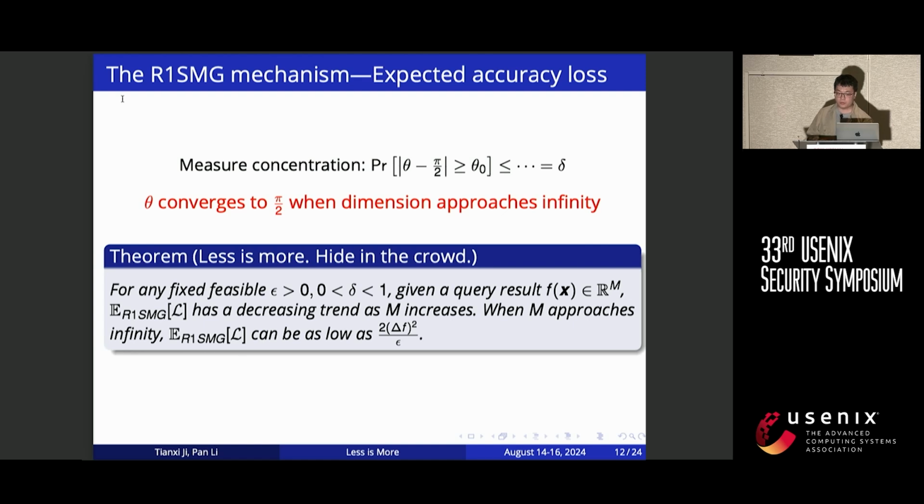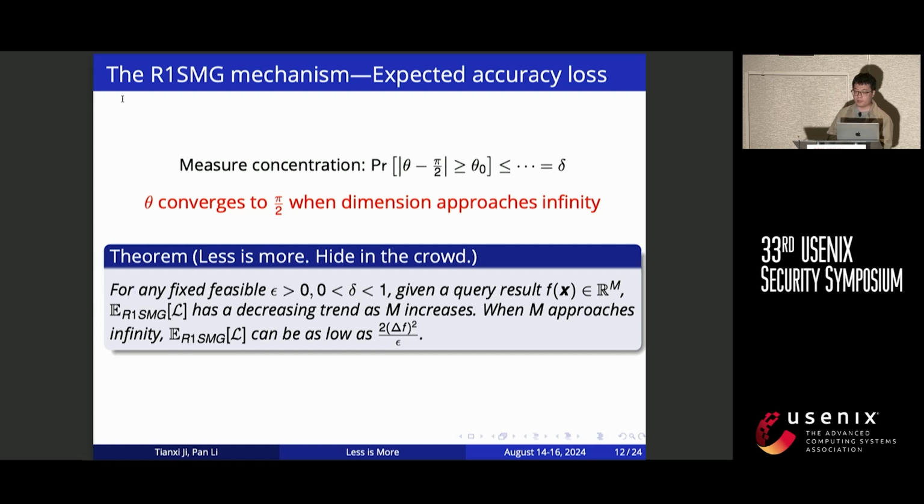So then we just need to analyze the measure concentration of the angle. And it turns out we can bound the probability of the angle deviating theta 0 from nearly orthogonal. That probability can be shown to be very small, and we set that to be delta, the probability of epsilon-DP being failed. And we also show that theta will converge to 2 over pi when dimension approaches infinity. So that comes to our main conclusion.